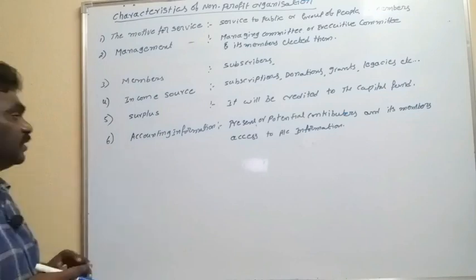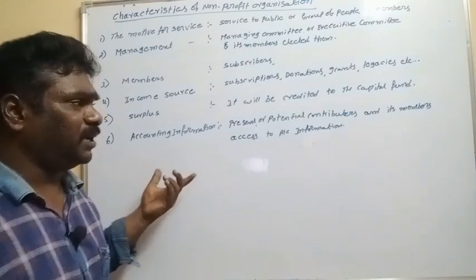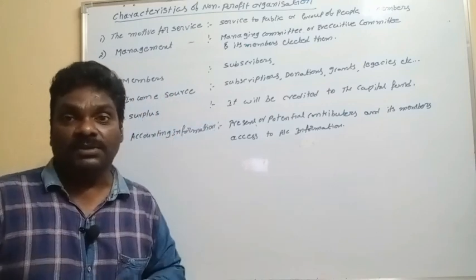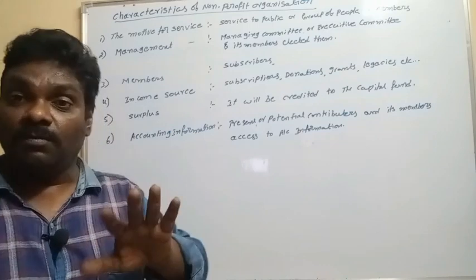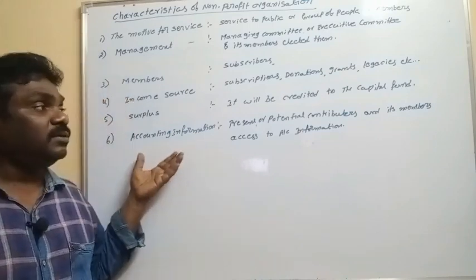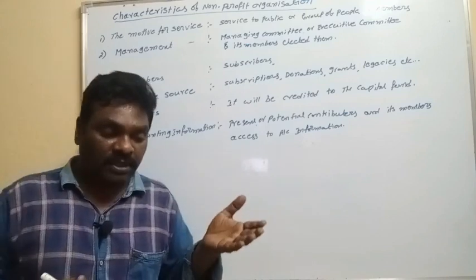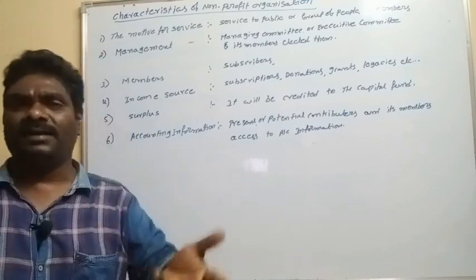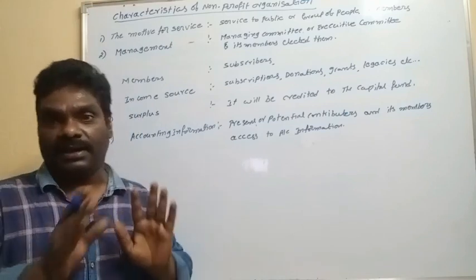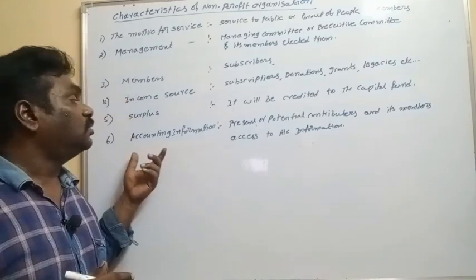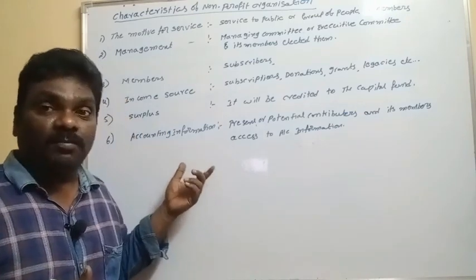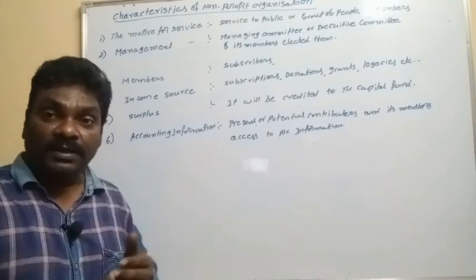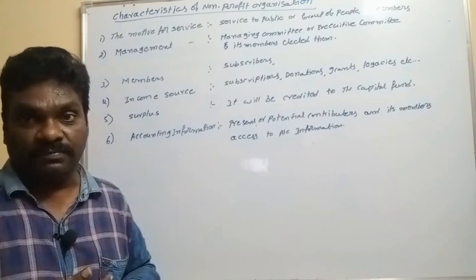And next one, accounting information. These organizations also maintain an accounting system based on double entry accounting principles. They must follow their accounting system. In previous years, it was not mandatory, but they maintained accounts. Now it is compulsory to follow the double entry accounting principles and maintain proper account books.